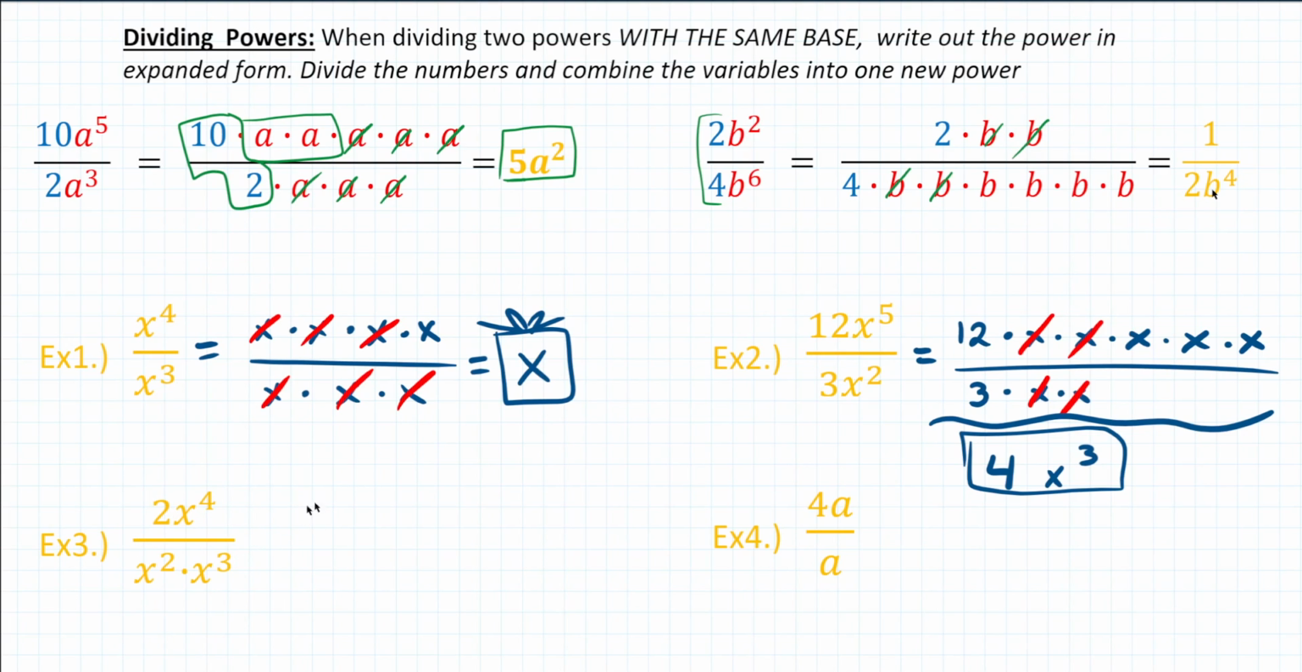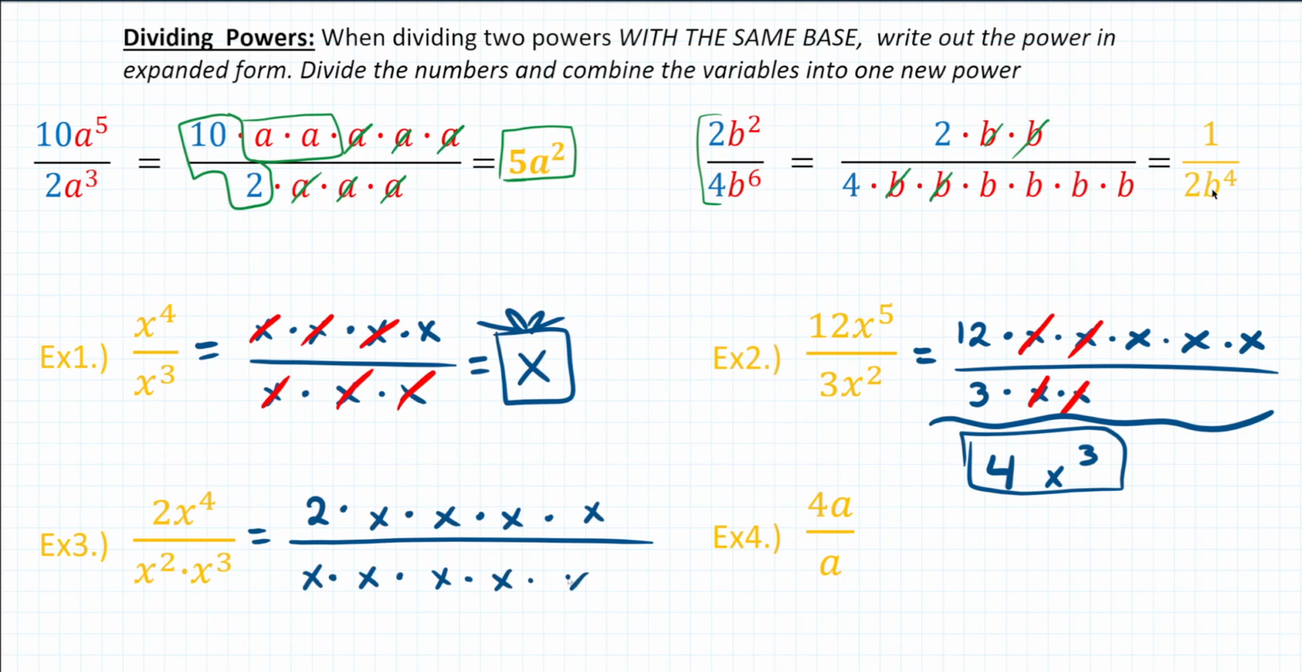2x to the 4th, well, that's just 2 times x times x times x times x over x squared times x cubed. x times x times x. All right, lots of x's. Let's start canceling some stuff out here. Here's an x. Goodbye. Slice and dice. Slice and dice. Slice and dice.